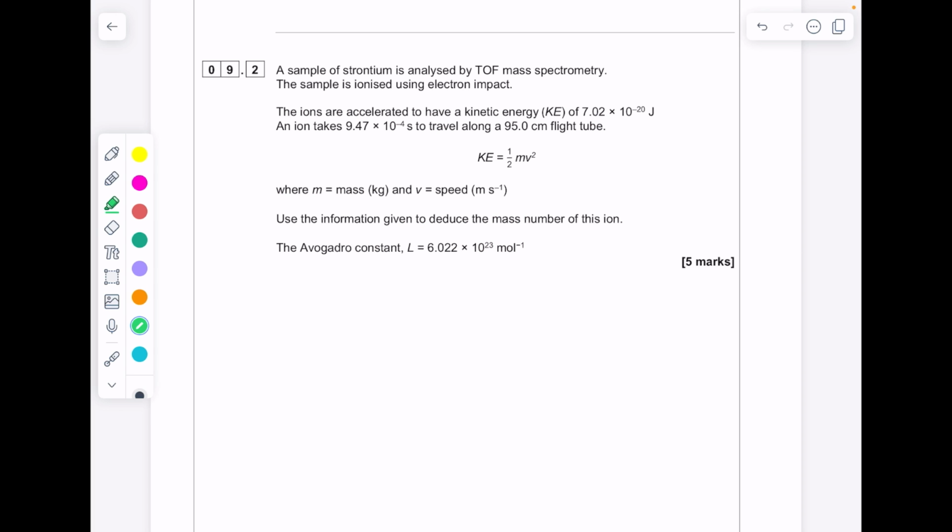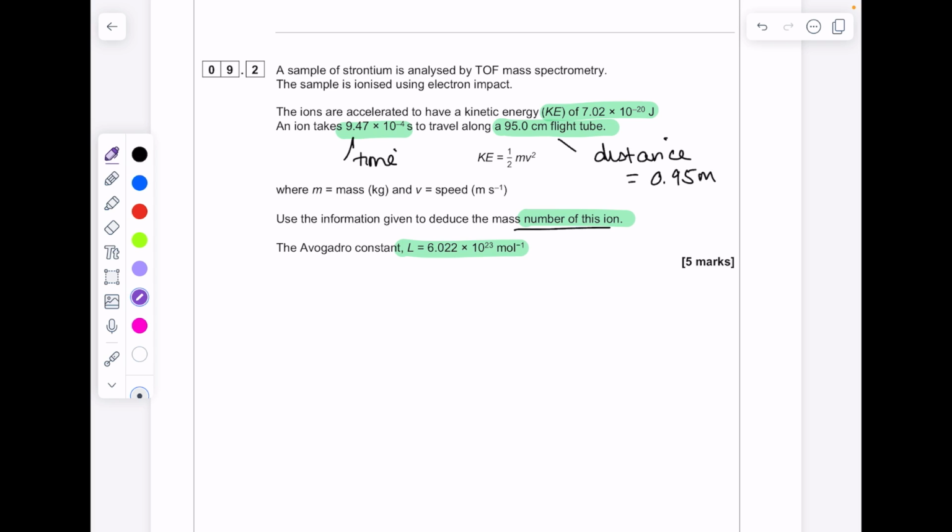Right, let's put this into practice now by looking at this past question. So a sample of strontium is analysed by TOF mass spectrometry. The sample is ionized using electron impact. The ions are accelerated to have a kinetic energy of this. An ion takes 9.47 times 10 to the minus 4 seconds to travel along a 95 centimeter flight tube. I'm just going to label that. That's time, that's distance. And I can see straight away, look, that's in centimeters. I'm going to just pop that into meters so that I don't forget to do it later. Use the information given to deduce the mass number of this ion, and here's Avogadro's constant.